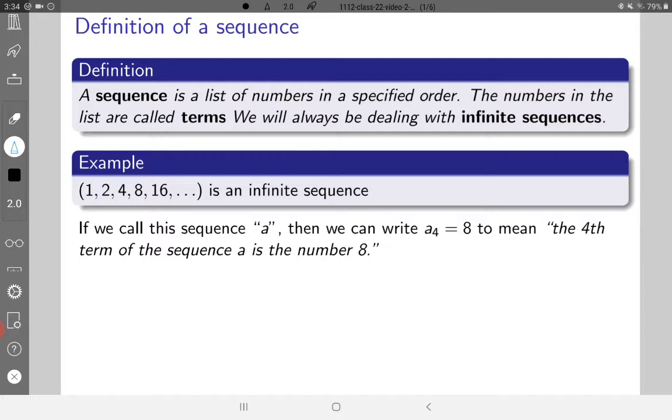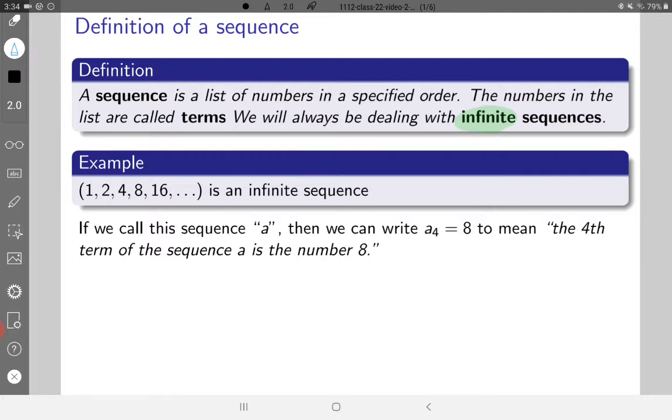And all of the time in our study of sequences that we're getting into now, we're going to always deal with infinite sequences. So you can assume when I say sequence that I have a list of numbers and it just goes on and on and on and on forever. There's no last number in the list. There's no end to the sequence. It just keeps going. So here's an example down here of an infinite sequence.